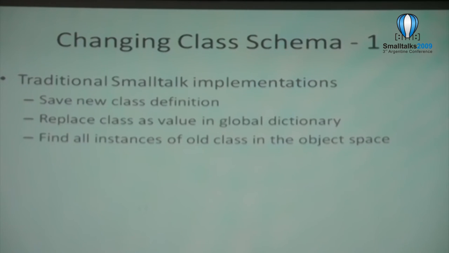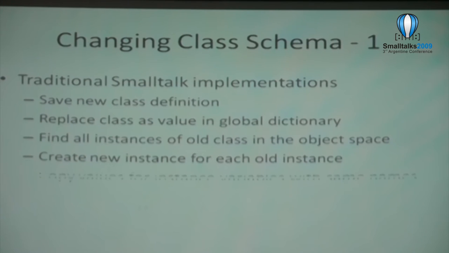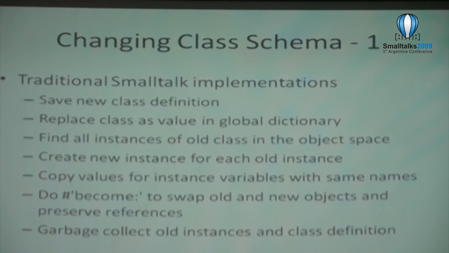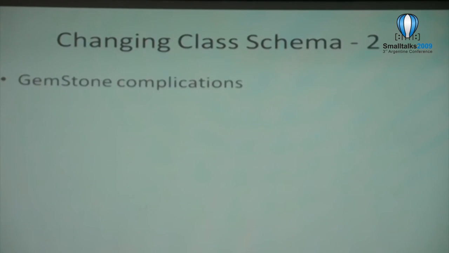When you do that, it finds all instances of the old class in the object space. It creates new instances based on the new class definition for each old instance, copies values across, does a become to swap the old objects and the new objects and preserve the references, and then does a garbage collect of the old instances and class definition. So this is what happens in traditional Smalltalk when you save a new class definition.